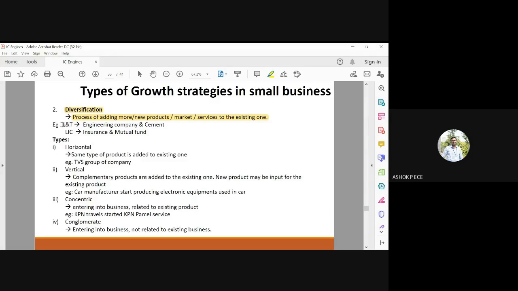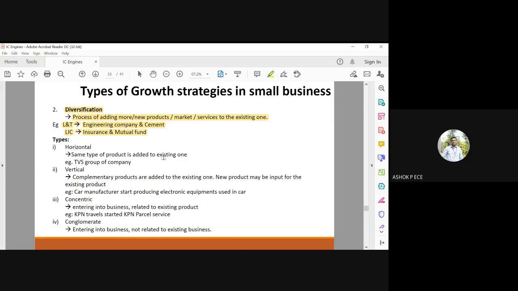Example, L&T is a construction industry, but now they are into engineering company and cement. You have L&T Infosystems. They are into the IT domain also. Life insurance, LIC was into insurance only. Now LIC is also into other areas. These are the different diversifications of companies that we have seen.